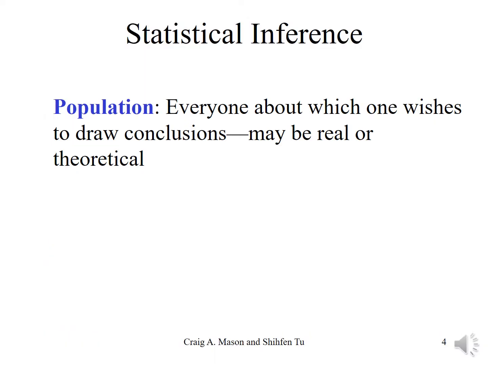First is the population. The population is that larger universe of individuals about which we want to make a conclusion. It's everyone we want to understand or describe or make assumptions about in our study. Generally, we think about the population as a real thing. It might be all the public high school students in the state or all the registered voters in a country.